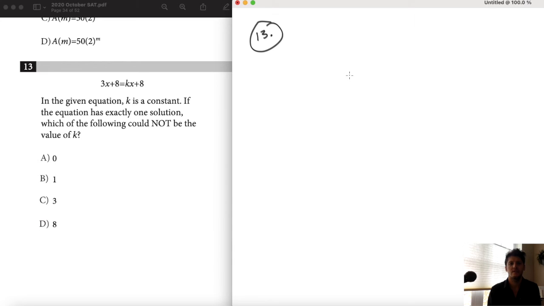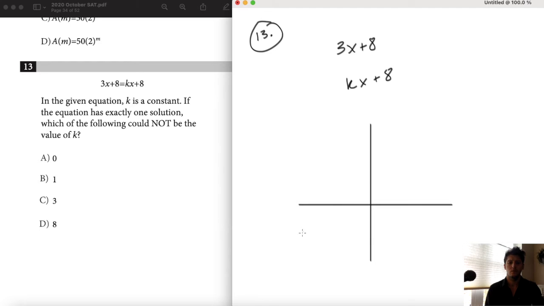What we're really saying is think about 3x plus 8 as one line, and then kx plus 8 as another line. Lines, of course, can do a couple things. They can either cross once, or they can cross not at all and be parallel, which means they have the same slope. Or they can be exactly the same line, just written two different ways, in which case they would have infinite solutions. Solutions mean intersections. That's a super important detail. Solutions mean intersections.